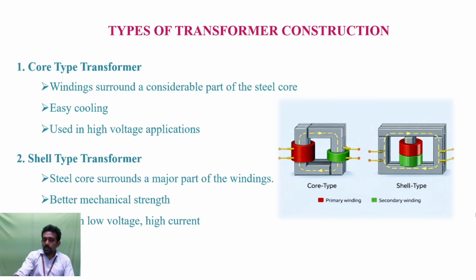And coming to the shell type transformer, the windings are surrounded by the major part of the core, and it has better mechanical strength, so it can be used in low voltage and high current applications.